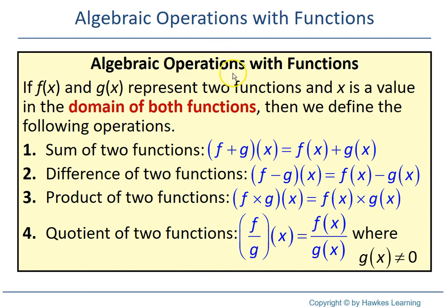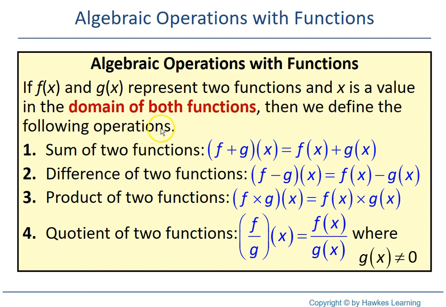Now we're going to look at the definitions very carefully. Again, this is the function symbol. So we're saying the function of x and another function, in this case g of x, represents two functions. And the x value that we see here and here is in the domain of both functions.